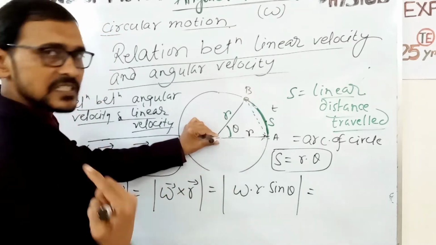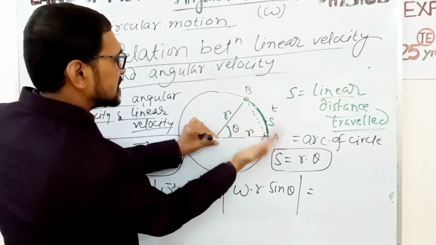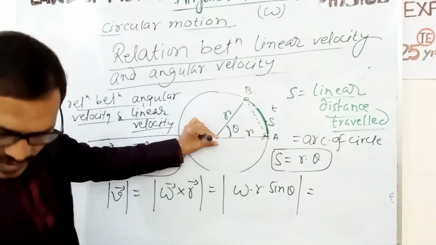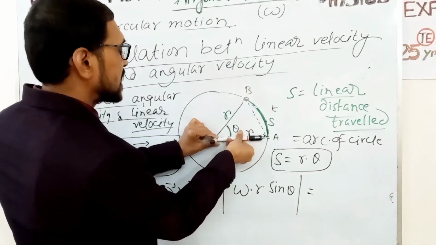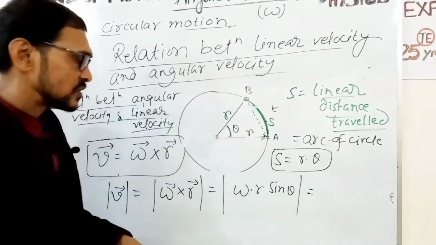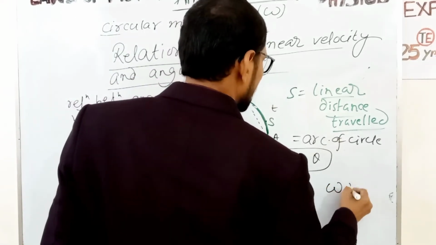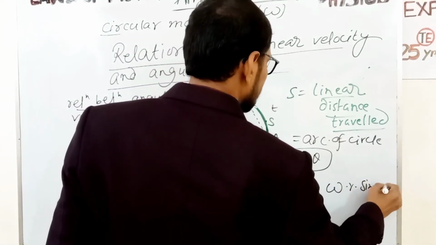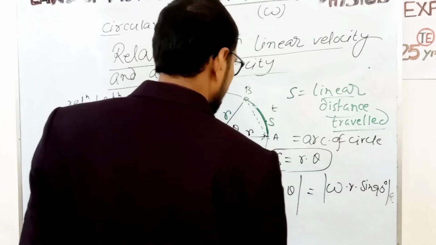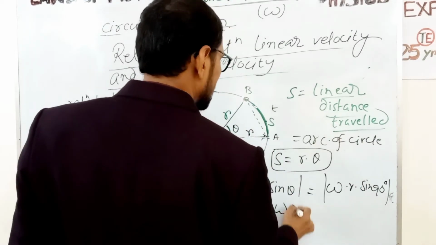The direction of omega is along this direction, because the thumb denotes this direction. So what is the angle between omega and r? 90 degrees. So here we put omega into r into sin 90, that is omega r, that is omega into r.